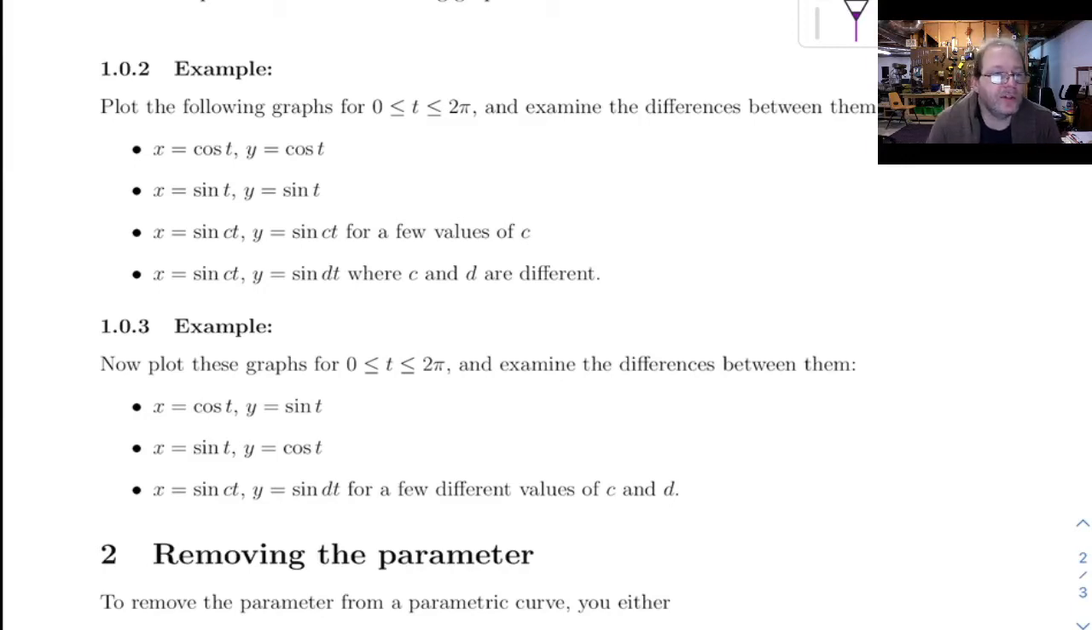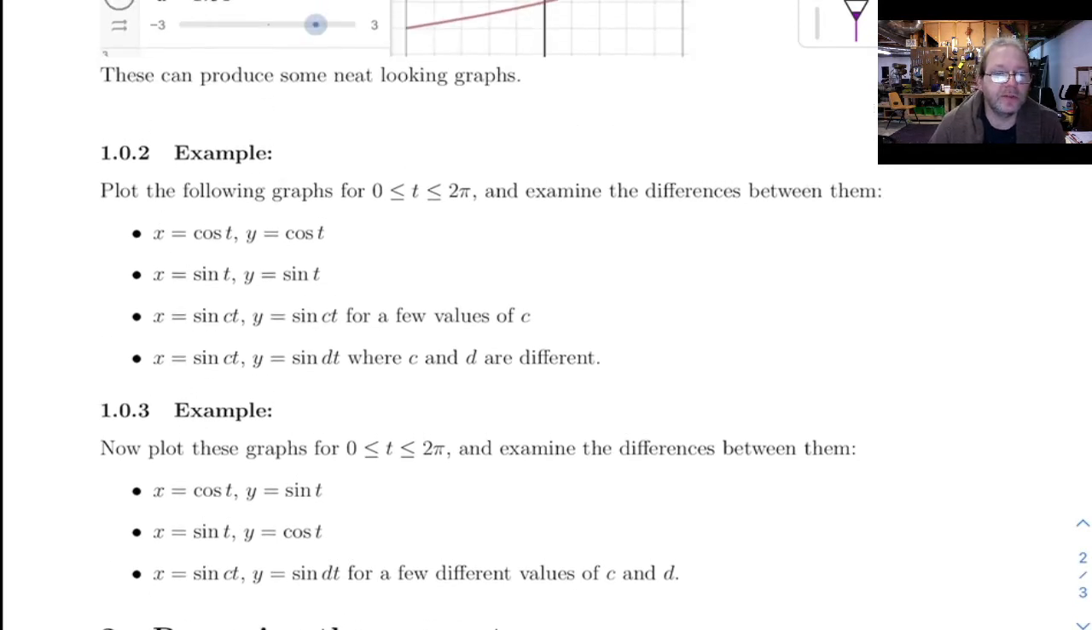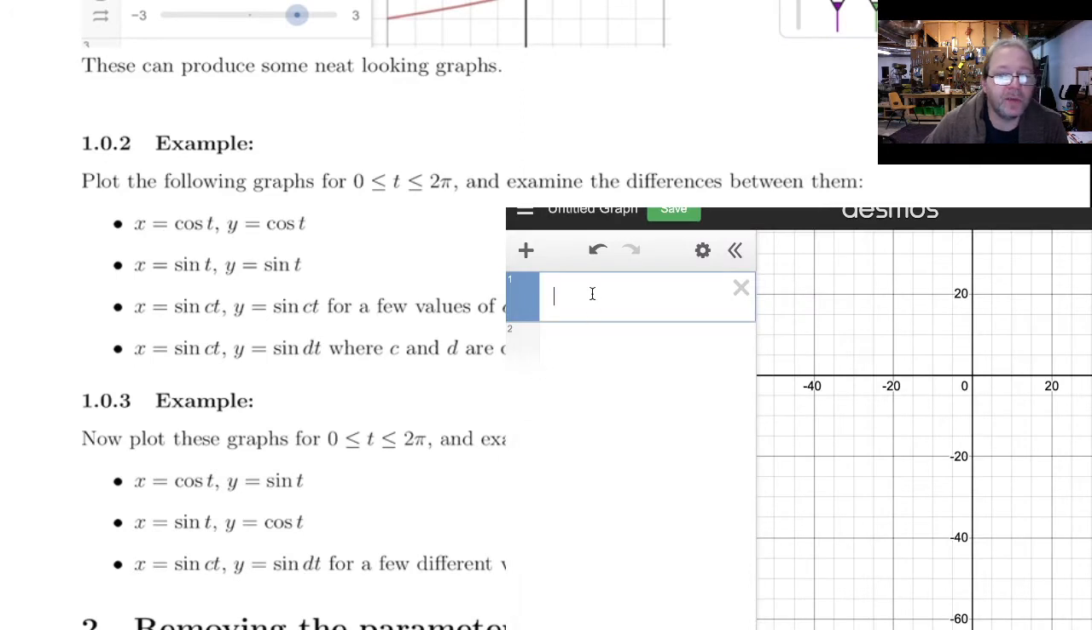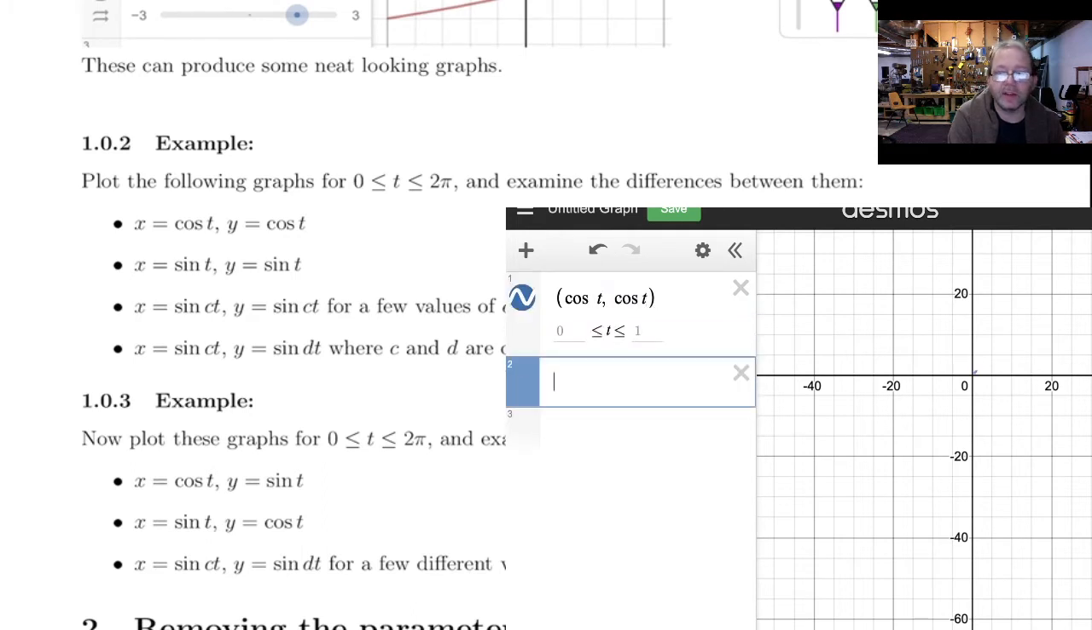All right, I want to plot several different examples here and look at the differences between them. This is example 102. The first equation we have is x equals cosine t and y equals cosine t. So if I put that into Desmos like this, and let's see, we're going to make t go from 0 to 2 pi. We get this graph, which doesn't look very interesting.